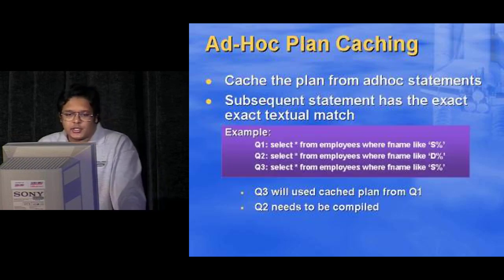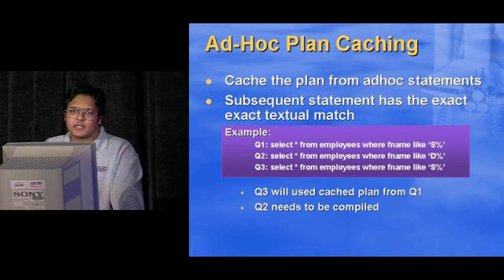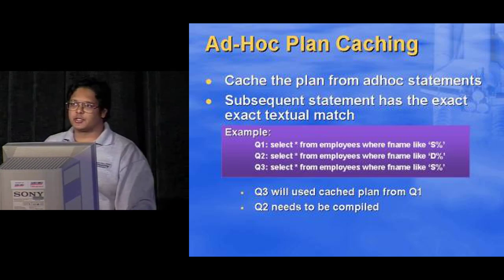So ad hoc caching, this is the most simplistic case performed by the system. Basically, it's an exact textual match. So in this case, query 3 is going to use the plan from query 1. Query 2 will need to be compiled. As I said, this is very simplistic and it's barely useful in a well-defined application environment.